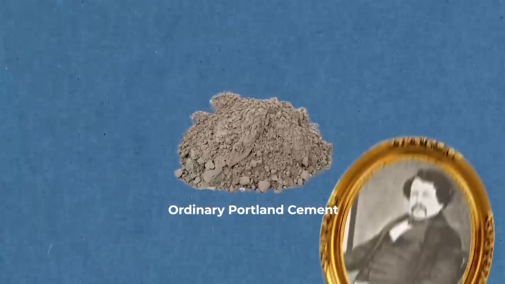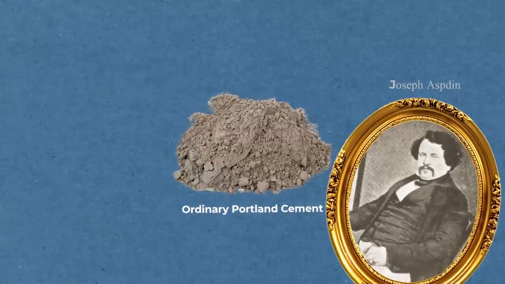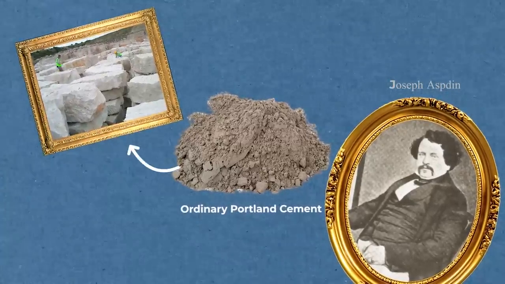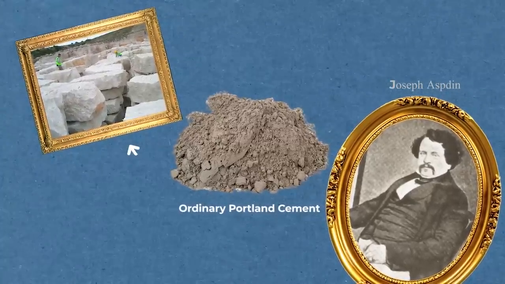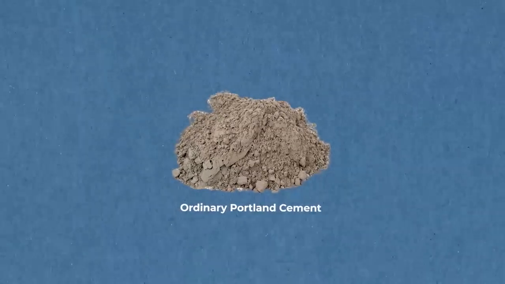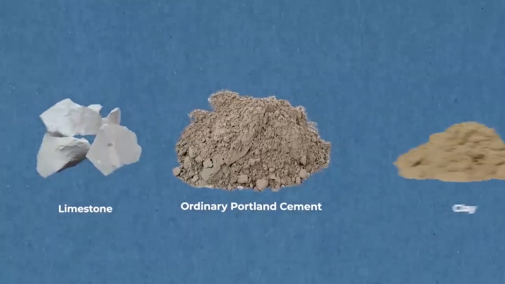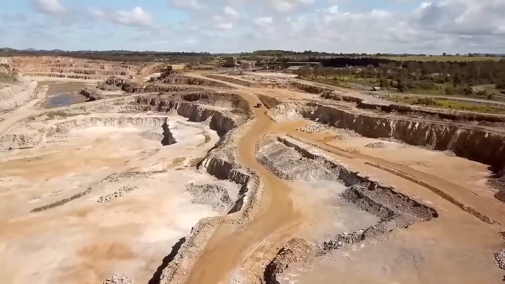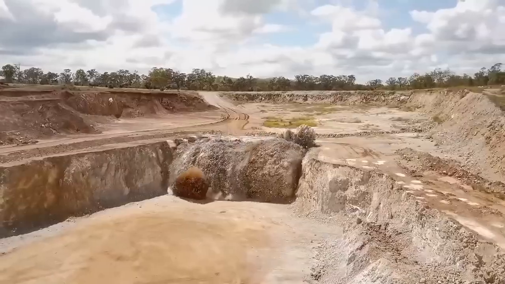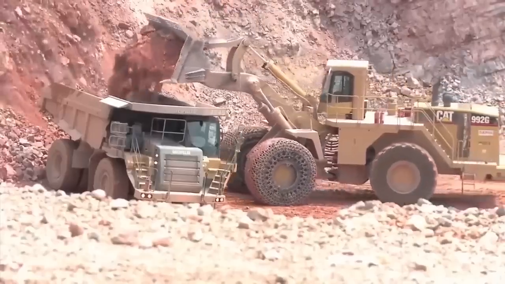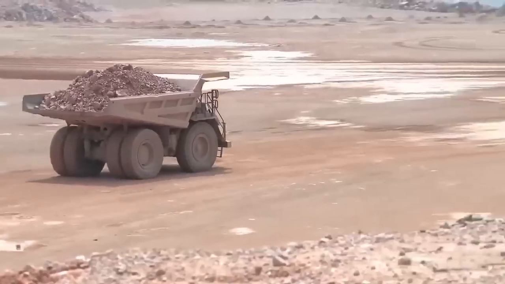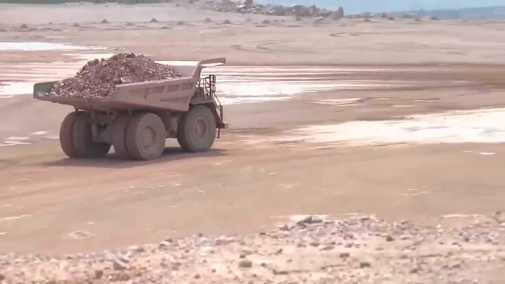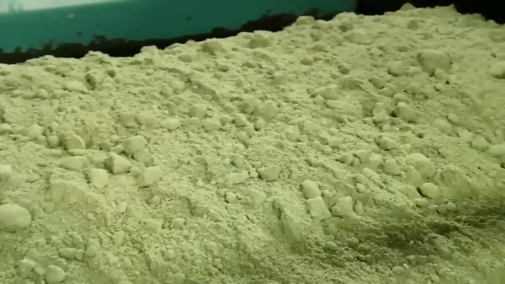It was named by its inventor as such because its color resembled the stone quarried on the Isle of Portland in Dorset, England. The primary raw materials used in cement production are limestone and clay. They are typically obtained from quarries by blasting or using heavy machinery to extract them from the Earth's crust. The extracted materials are transported to the crushing plant, where they are crushed into smaller pieces.